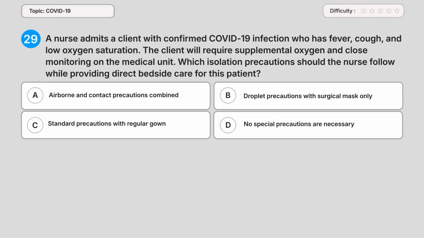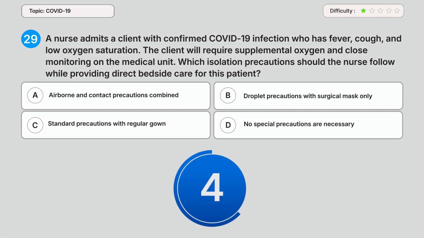29. A nurse admits a client with confirmed COVID-19 infection who has fever, cough, and low oxygen saturation. The client will require supplemental oxygen and close monitoring on the medical unit. Which isolation precautions should the nurse follow while providing direct bedside care for this patient? A. Airborne and contact precautions combined. B. Droplet precautions with surgical mask only. C. Standard precautions with regular gown. D. No special precautions are necessary. What do you think is the answer?